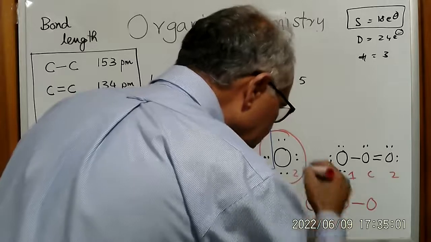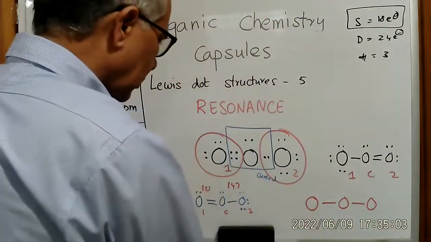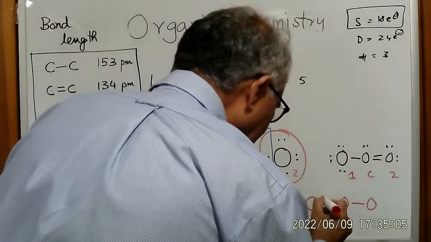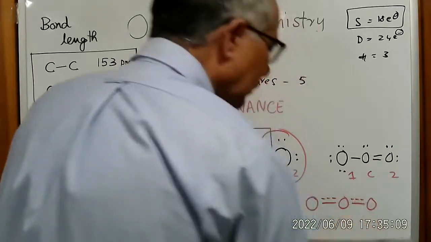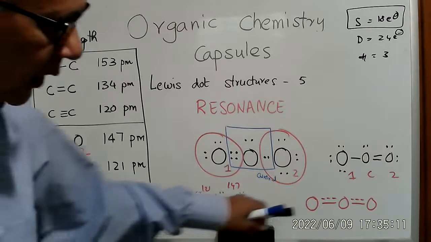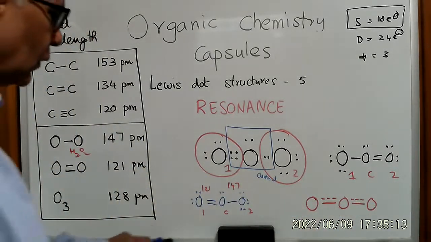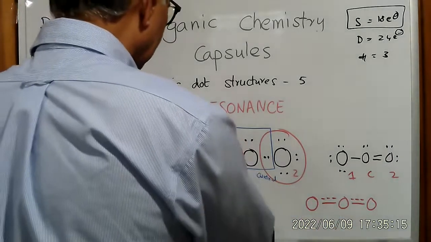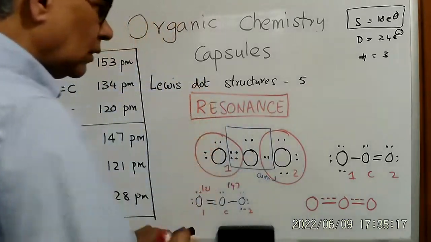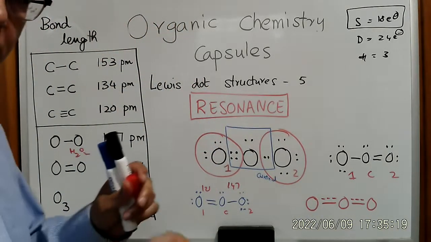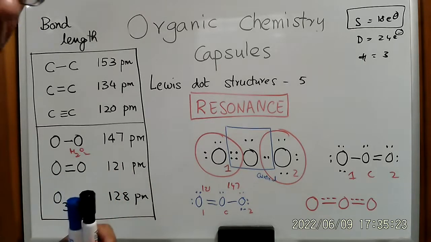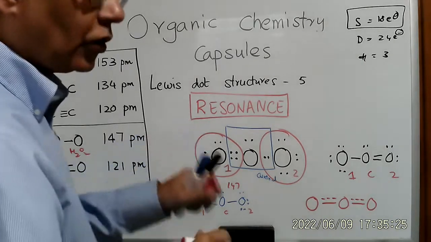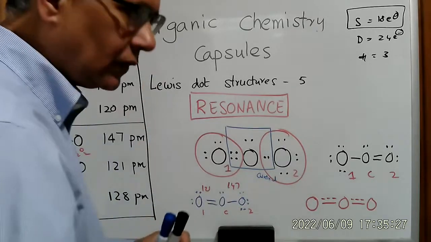So to show that, people use a notation like this. The double bond is like that. This is what is called resonance. When double bonds and single bonds change location, that phenomenon is called resonance.